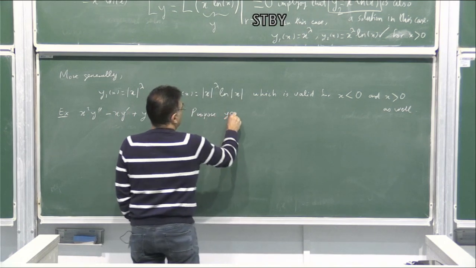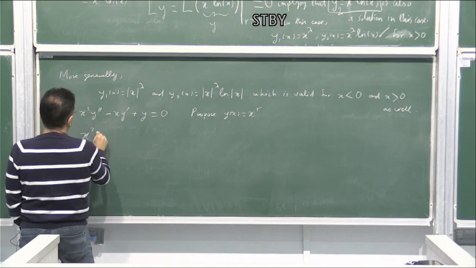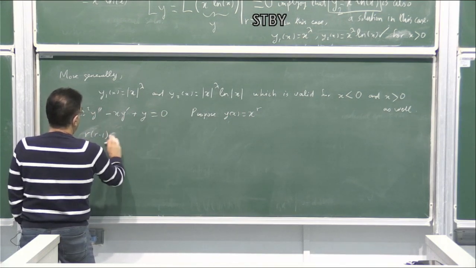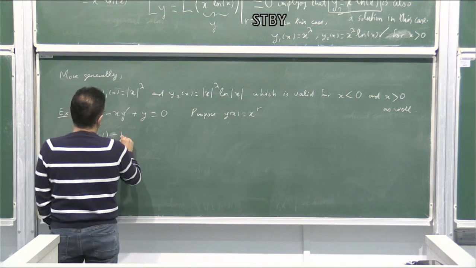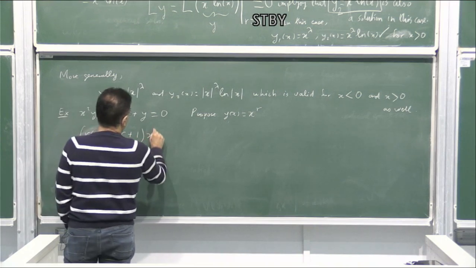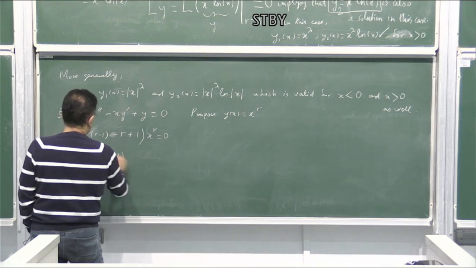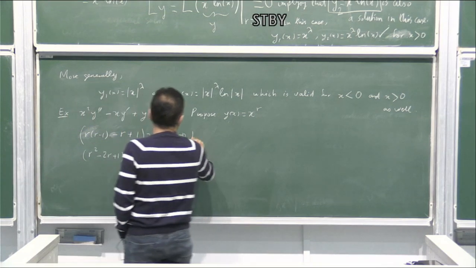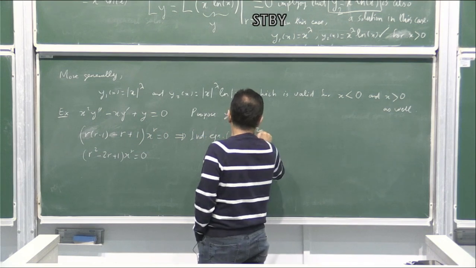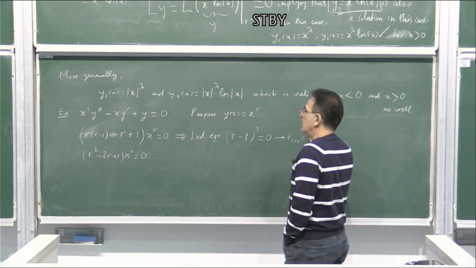So propose again y equals x to the power r. This becomes x squared times r minus 1 multiplying by x to the power r minus r, plus 1 times x to the power r is 0, or r squared minus 2r plus 1 times x to the power r is 0. So the indicial equation is r minus 1 squared is 0. Good. So r1 equals r2 equals 1.